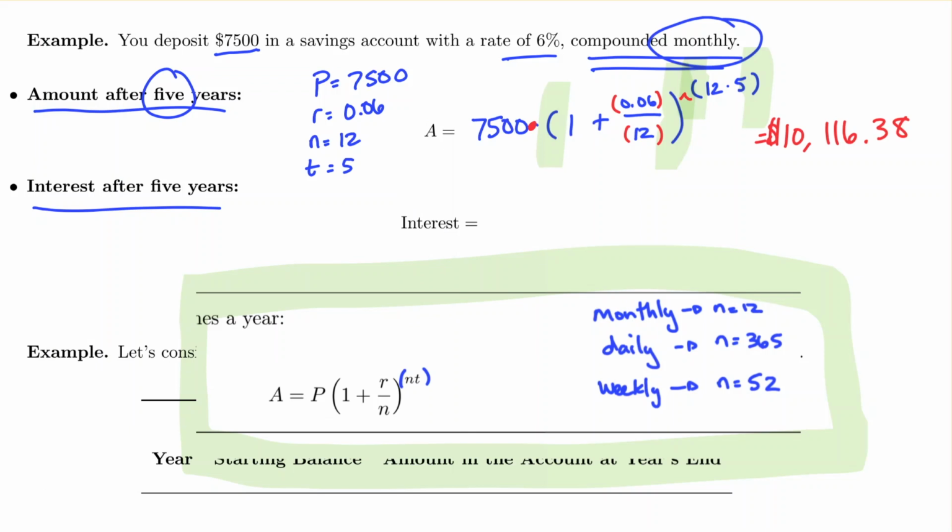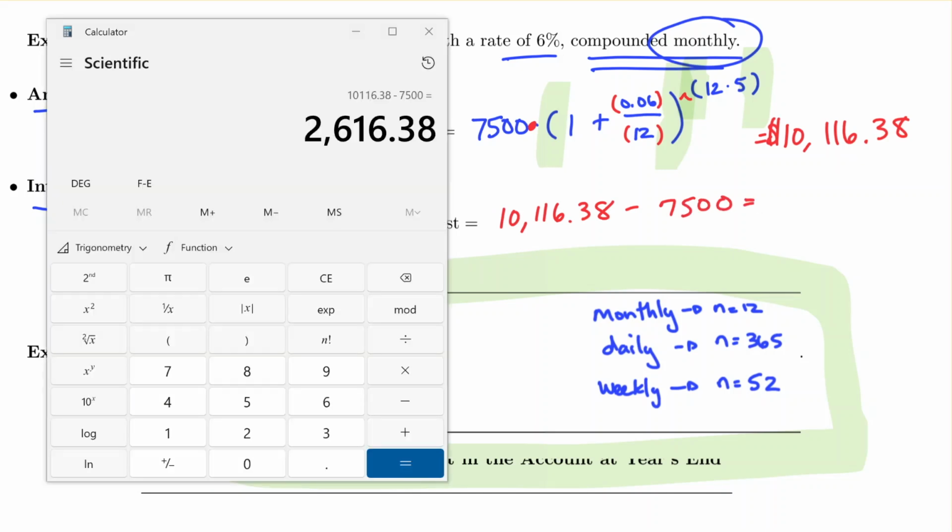And then to find the interest accumulated, we take the amount that we've earned, or the total amount in the account after these years, subtract the original amount that we put in to the account, and we should get $2,616.38.